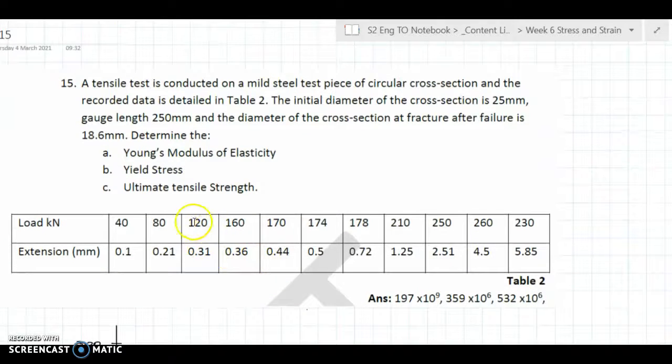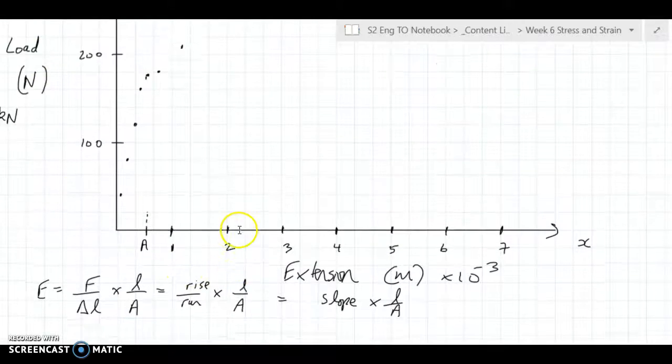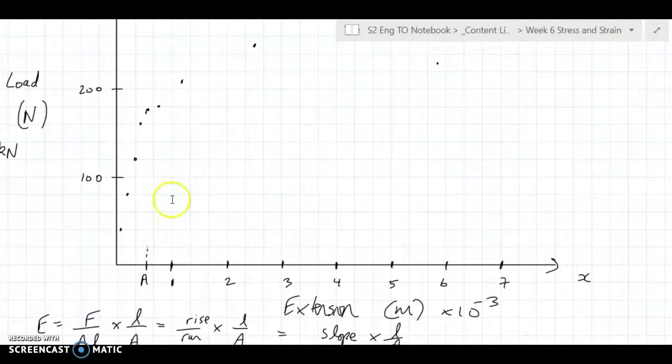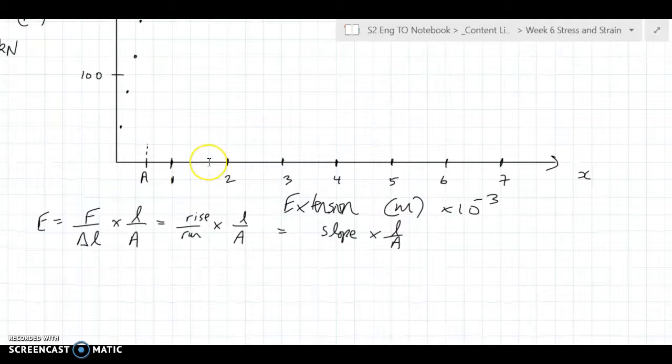Hello, now this is question 15 part A here from Stress and Strain Mechanics 1. We're asked to calculate Young's modulus of elasticity. We're graphing these here and we've load on the vertical axis and extension on the horizontal axis. And we can get the modulus of elasticity E using this formula here.